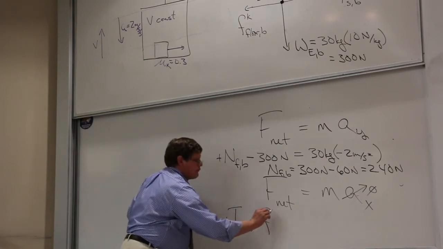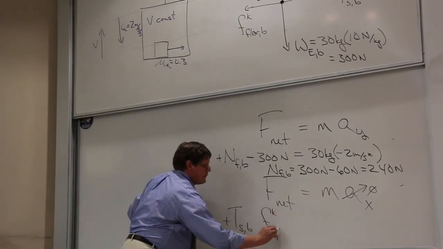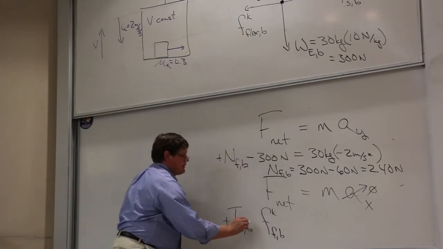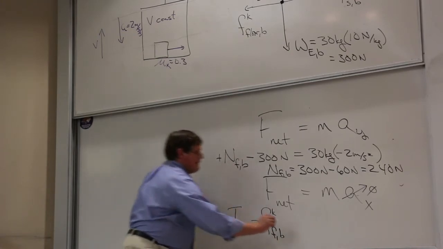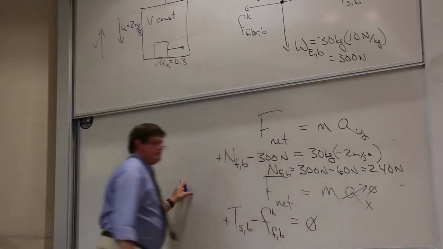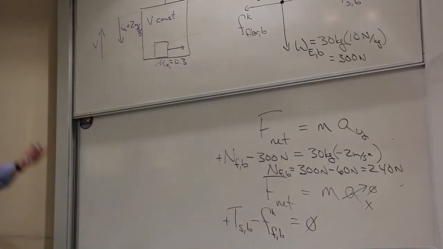I have a friction force, kinetic friction by the floor on the block, and it's to the left, so it's negative. And that's got to equal 0. Well, that's what I knew. I knew that the diagram had to balance.